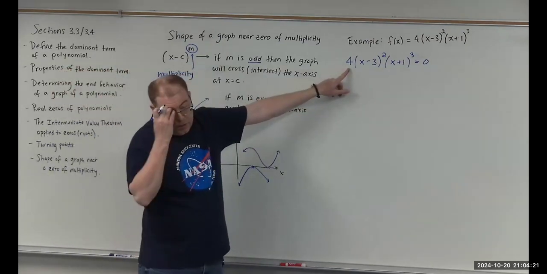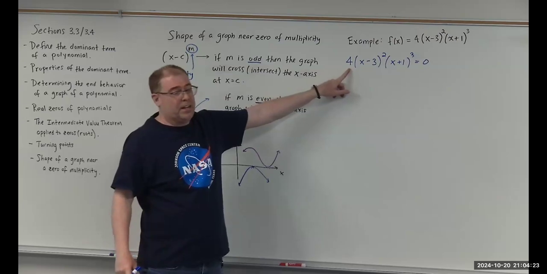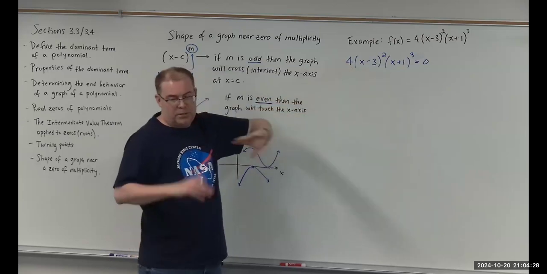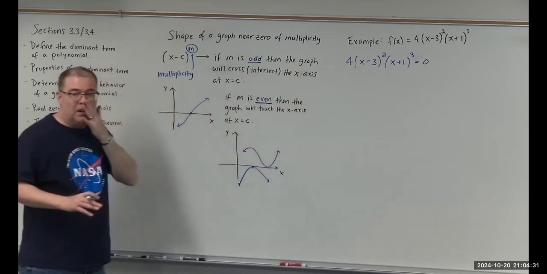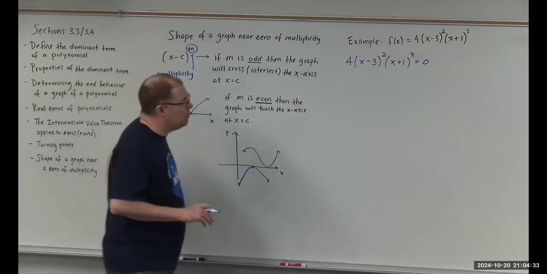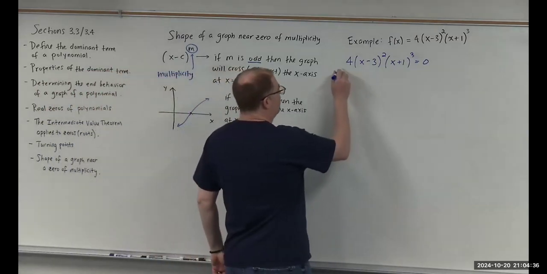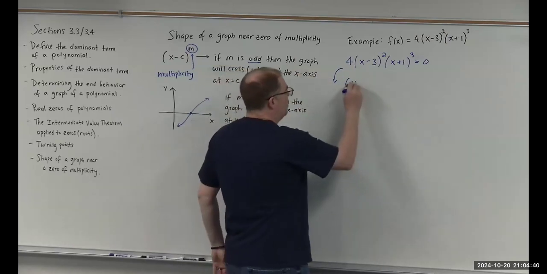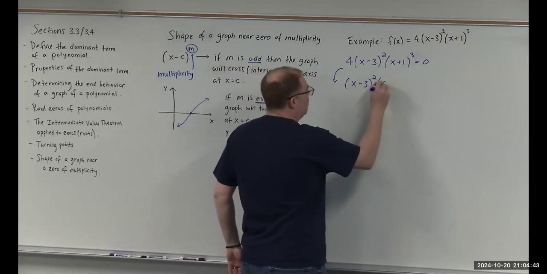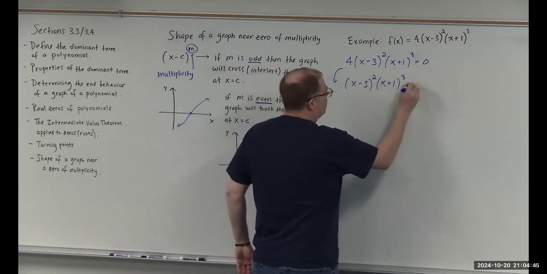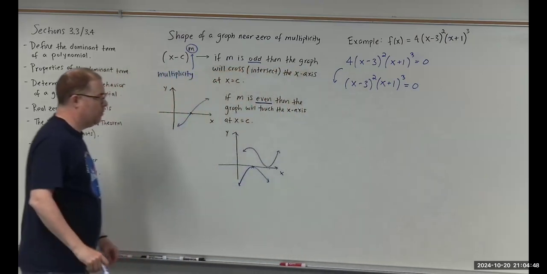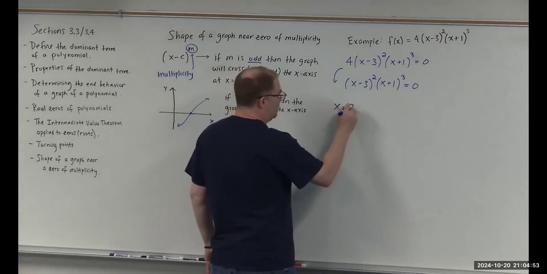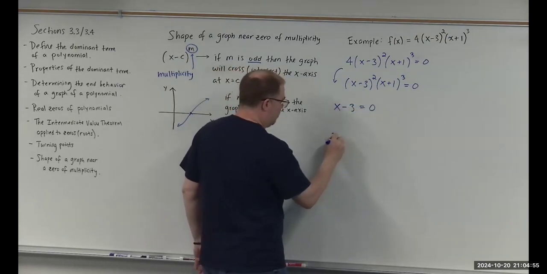We have a coefficient there. By the way, coefficients don't affect the roots. No matter what this coefficient is, the roots will always be the same, but the shape of the graph will change. So this is equivalent to solving this. In other words, we can just divide everything by 4. Constants don't have any effect on the roots. So we set each factor equal to 0. We have this factor, and then we have this one.